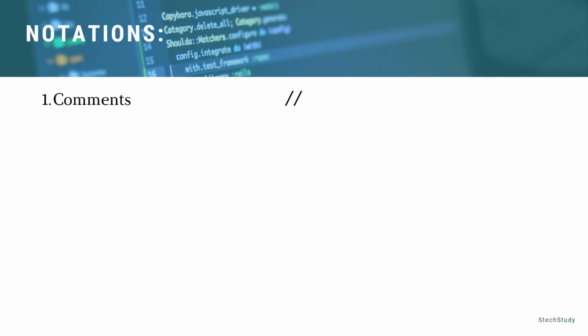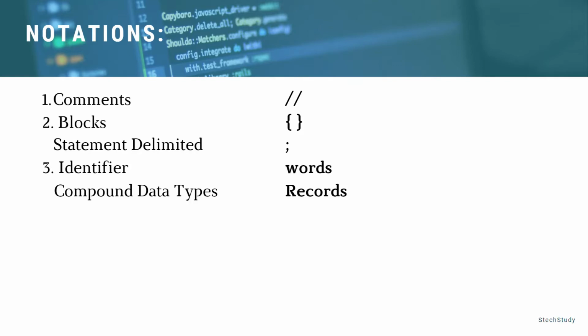First is comments, which begin with slashes and continue until the end of the line. The body of the procedure forms a block, which is indicated with matching braces. Statements are delimited by a semicolon. An identifier or variable name begins with a letter. Compound data types such as structures and unions can be formed with the keyword record. Here is an example.